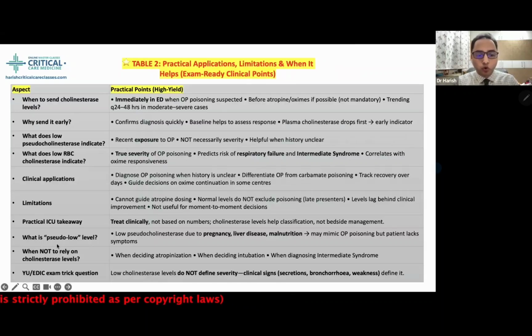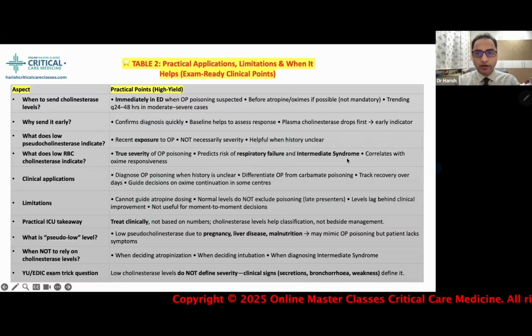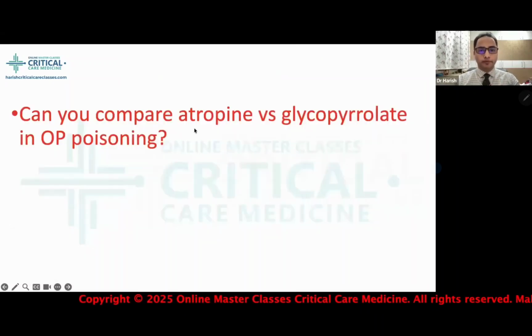What is a low pseudocholinesterase level? When not to rely on the cholinesterase level. Okay, so one of your take home messages, you can just go through this. This table is very, very important for answering many of the Viva questions which are going to revolve around pseudocholinesterase and true cholinesterase. Some examiners are particularly interested to know your knowledge on all these things. Okay. So next, let us move on to the next Viva question.